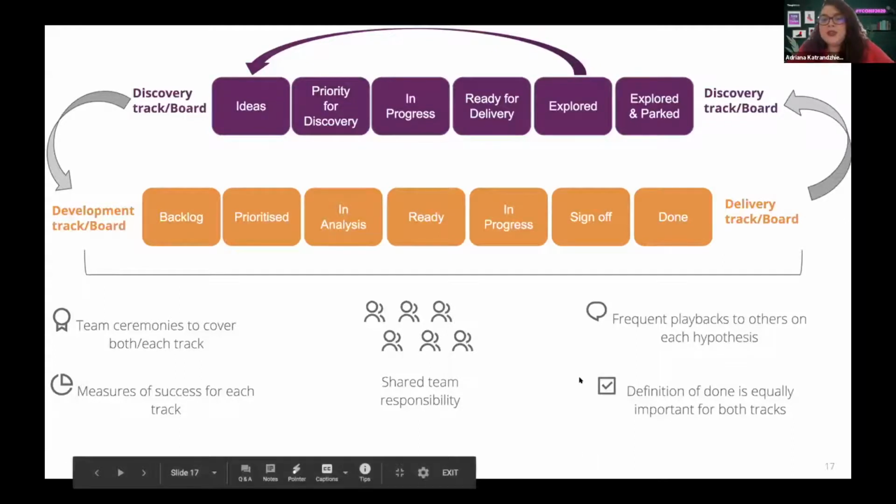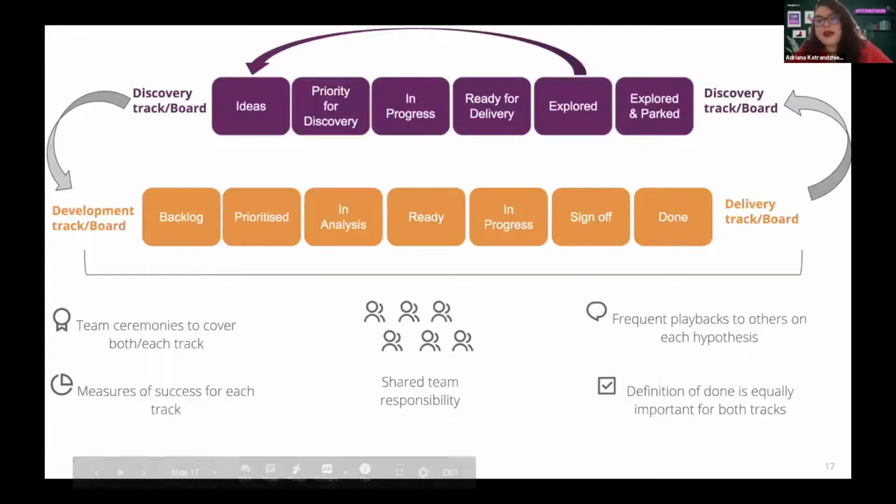And then last but not least, the definition of done was very important for both tracks, but I have to say that in the discovery one, it's a bit harder to define what done means. Again, it goes back to that question and that decision that needed to be made at some point in time of whether you're done learning about it, or is it something that's not valuable to learn about more, or are you going to invest more time to do that?